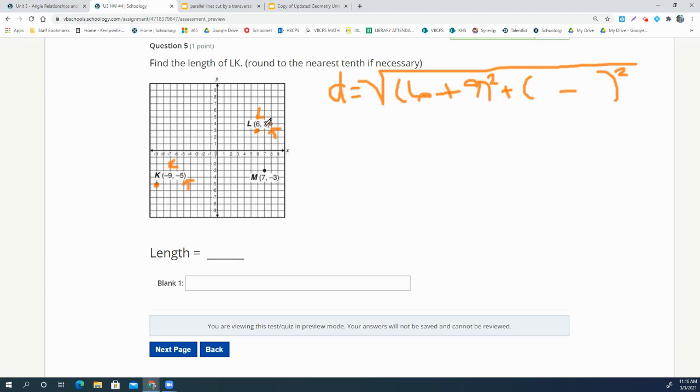Because I started with my 6, I'm going to start with my 3. 3 plus 5. Remember, that's my minus a negative, so I'm just making it a plus. Then when you do this, we got 6 plus 9, which is 15, and 3 plus 5, which is 8. And whatever that works out to be, make sure you take your square root at the end, and it says round to the nearest 10th. Do we need to find the final answer, or are we good with that? What do we think?